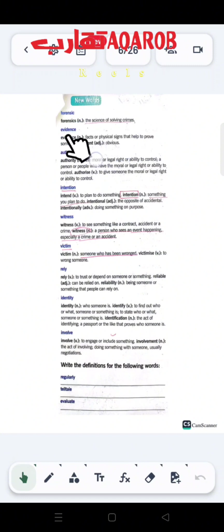Evidence, what's the meaning of evidence? Evidence is also a noun. They are facts or physical signs that help to prove something. And the adjective of evidence is evident. It means obvious.